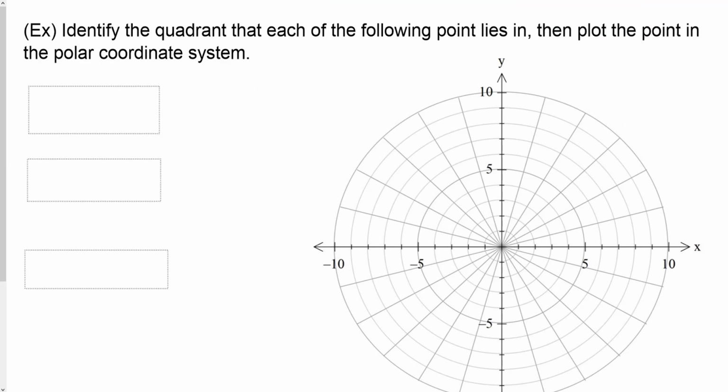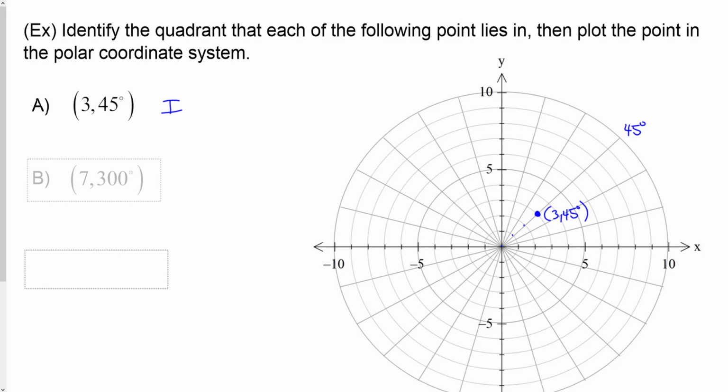So for example, let's identify the quadrant that each of the following points lie in, then plot the point in the polar coordinate system. So point A, (3, 45°). So this is going to be in quadrant 1. And I know that because a 45-degree angle measure is in quadrant 1. So I'm along the 45-degree line, which is this one, and I go out 3 units from the origin. So there's 1, 2, 3. So there's (3, 45°). And that's how you locate any of your points on the polar coordinate system.